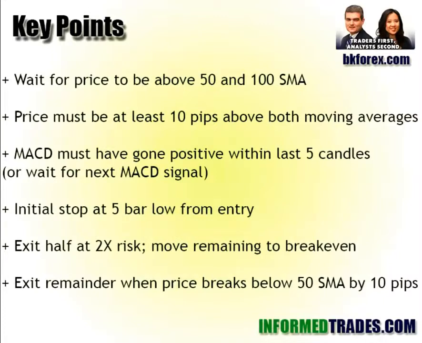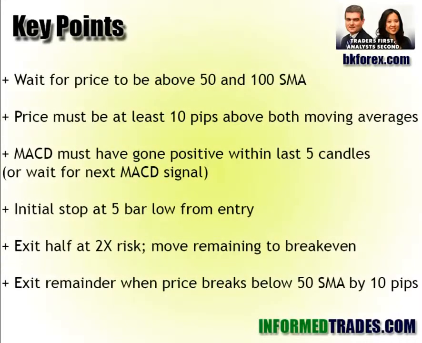Then calculate how much you've risked, so that might be 30 pips or 50 pips or 100 or whatever. Multiply that by 2, and that is your first profit target. So when price goes twice the distance from where you enter to your stop loss, you take off half, and then you exit the remainder when price breaks below the 50 simple moving average by 10 pips.